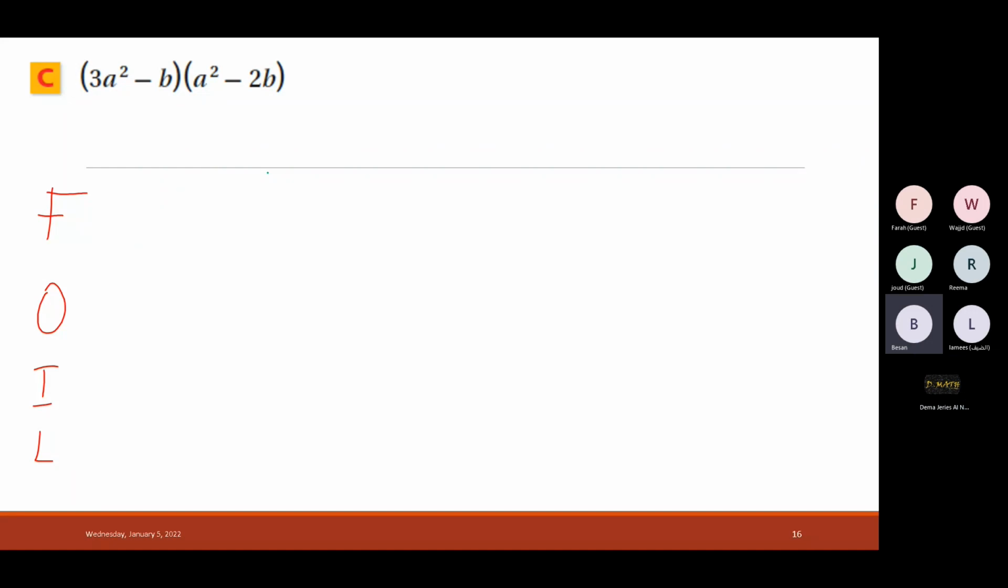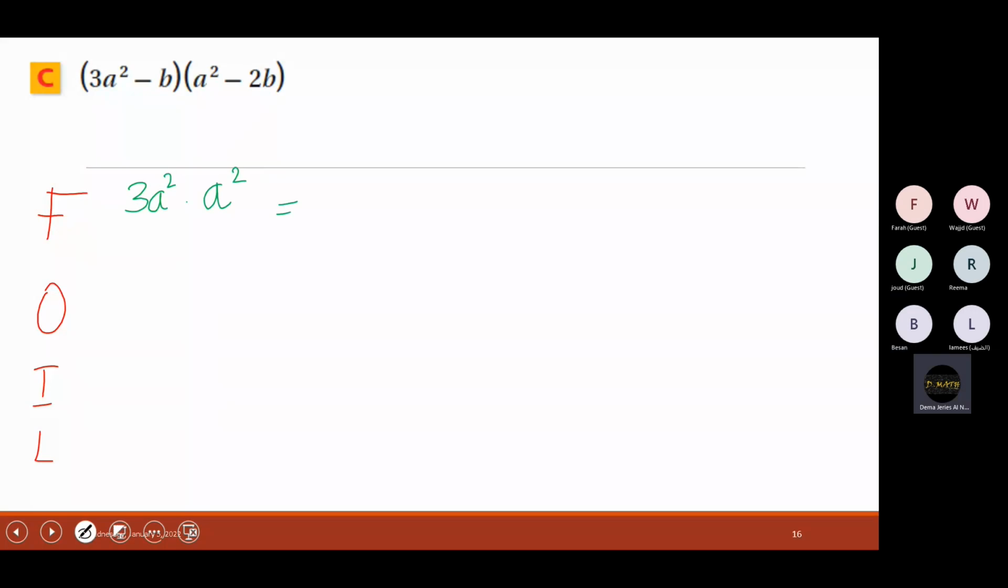3a squared. What did you say? Can you repeat this? a squared and a squared. 3a squared, you mean, and a squared.